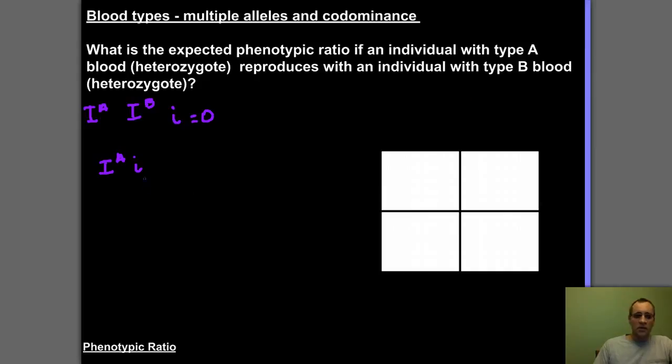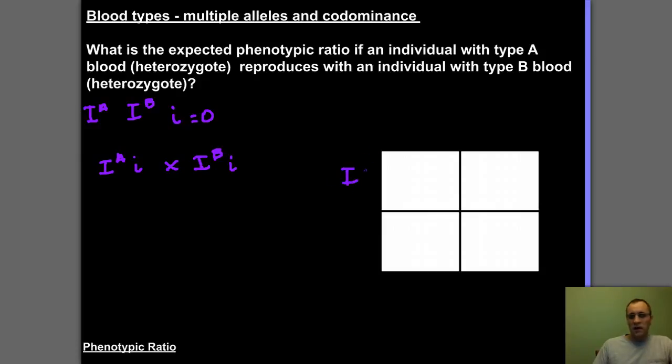And so we're talking about this crossed with an individual with type B blood that's also a heterozygote. So they have one allele for type B blood, but they also have the recessive O allele. Okay, so these are the genotypes. We put them on the Punnett square.